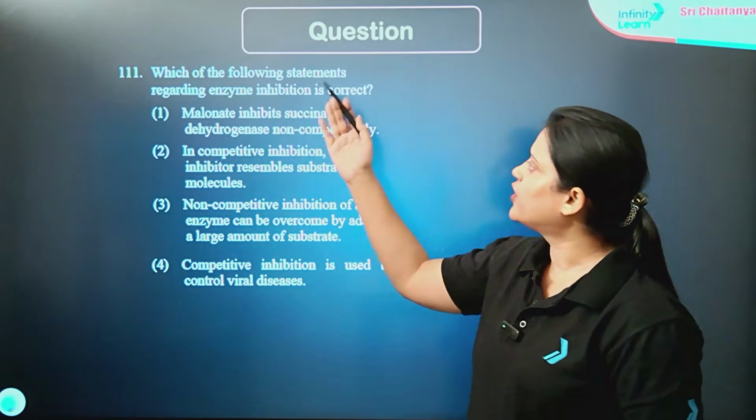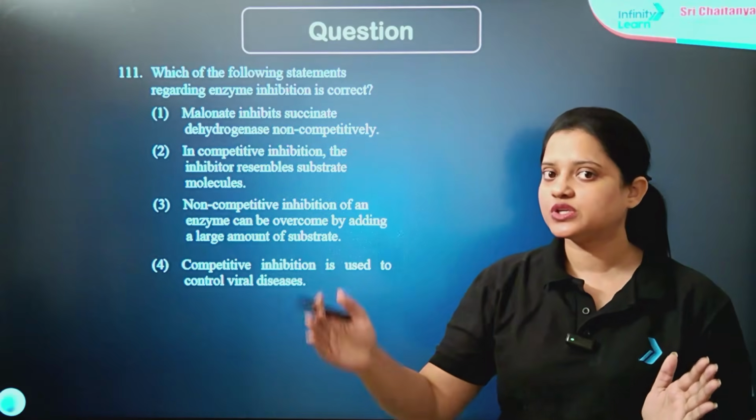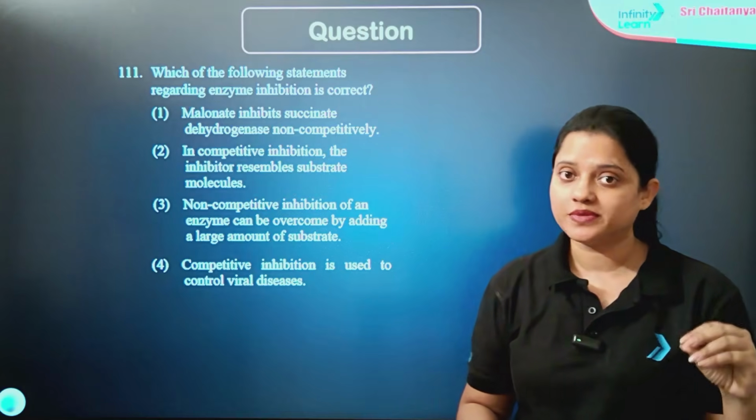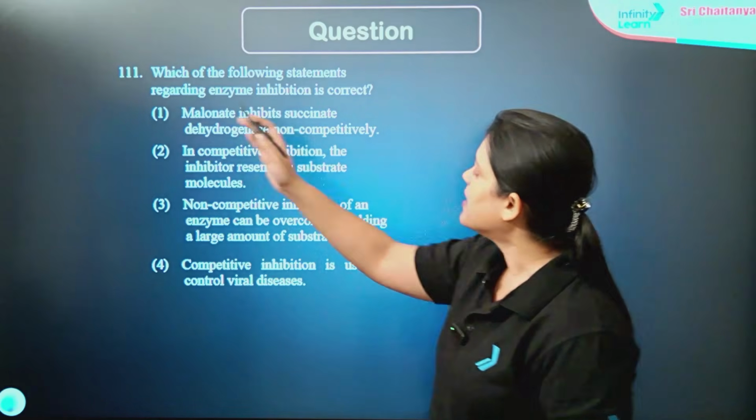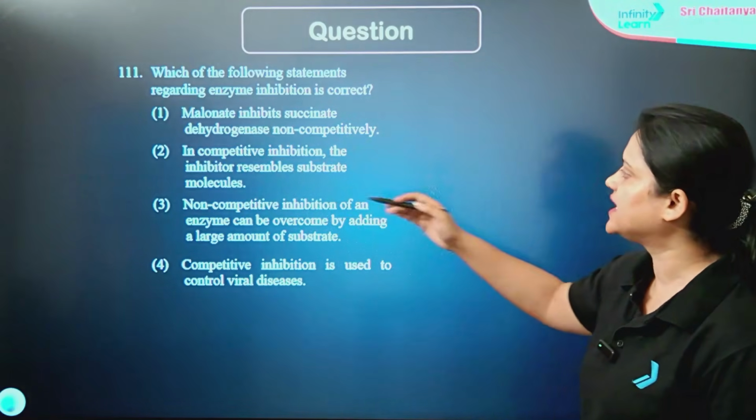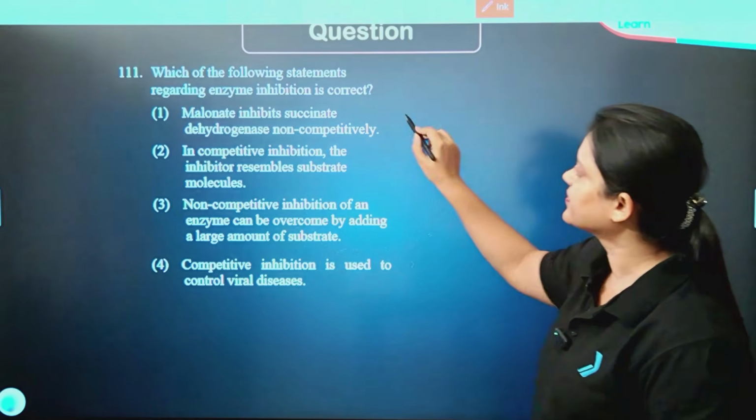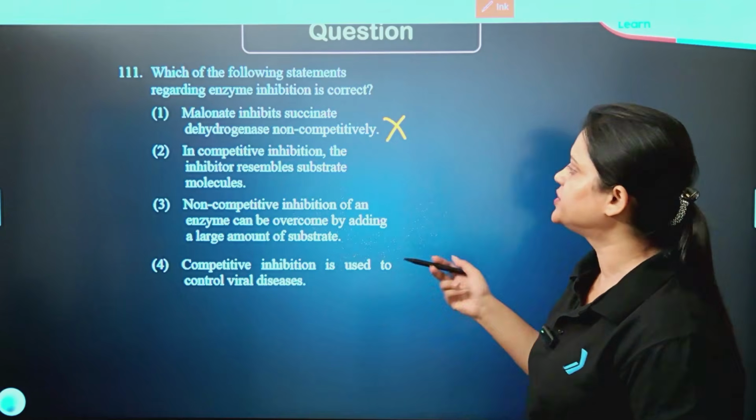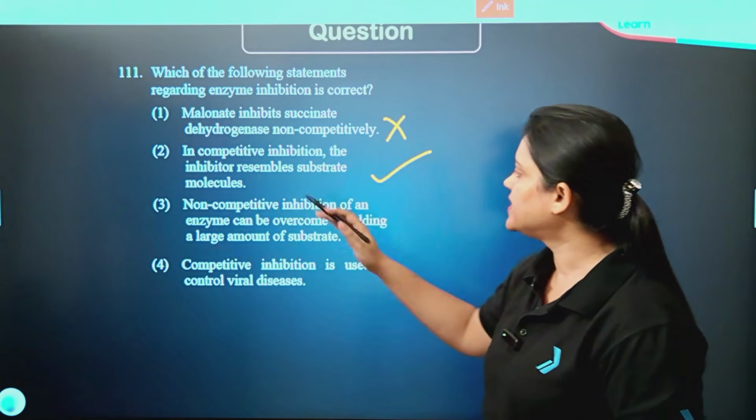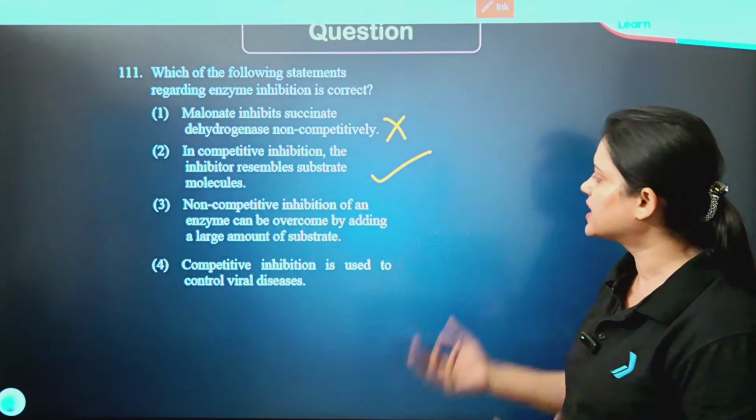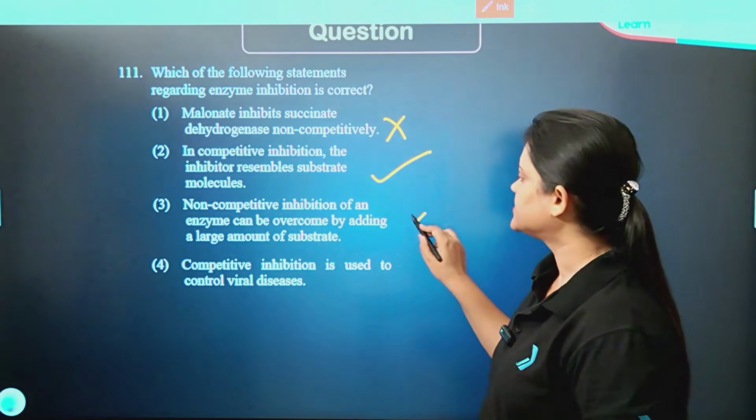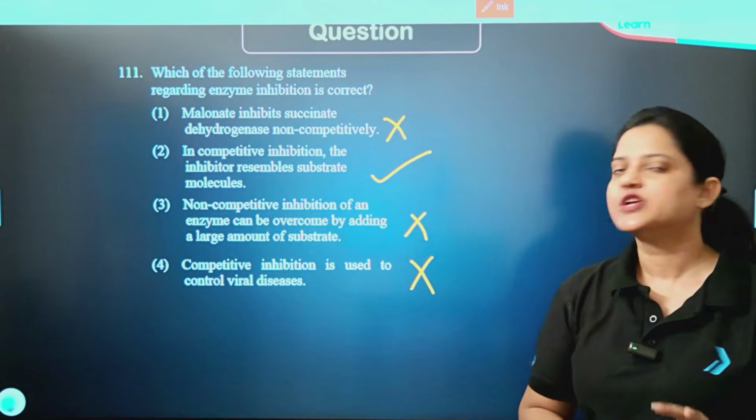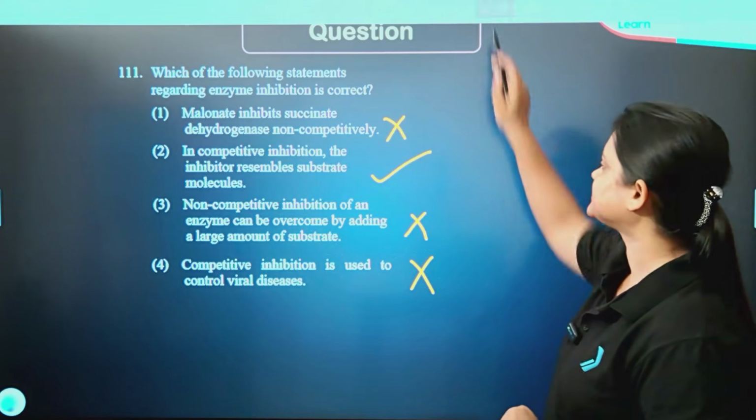Next, which of the following statements regarding enzyme inhibition is correct? Only one type of enzyme inhibition is discussed in NCERT, that is competitive inhibition. Let's discuss that. Malonate inhibits succinic dehydrogenase non-competitively. This is wrong. In competitive inhibition, the inhibitor resembles the substrate molecule. Absolutely. Non-competitive inhibition of an enzyme can be overcome by adding a large amount of substrate. No. Competitive inhibition is used to control viral diseases. No. So the correct answer here should be 2.